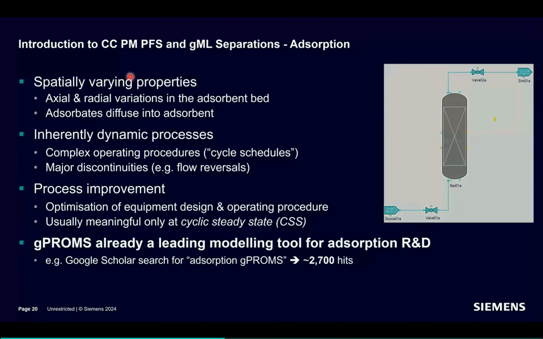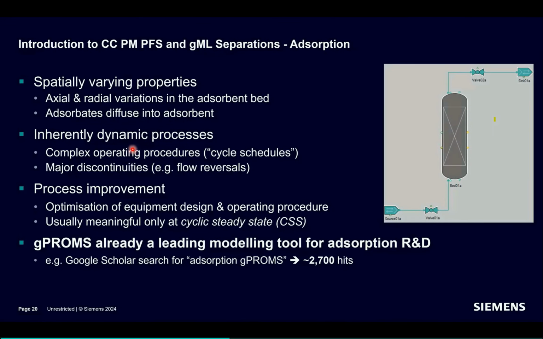Absorption separation is a complicated process. Fluid composition, flow, temperature, and pressure can change in axial or radial position, or even both, in the absorption column. And different transport resistances can dominate when sorbate is absorbed into the adsorbent. And the absorption separation is a dynamic process. The operating procedure is complex.